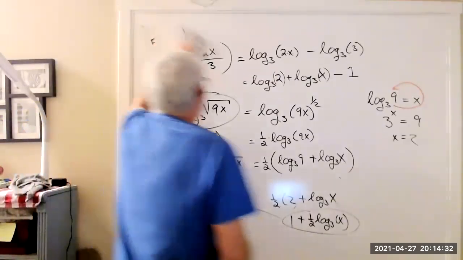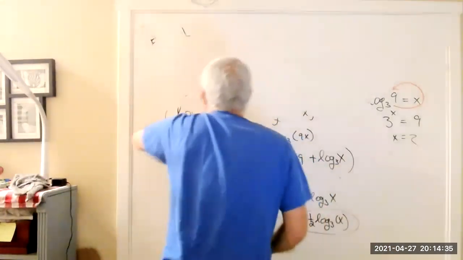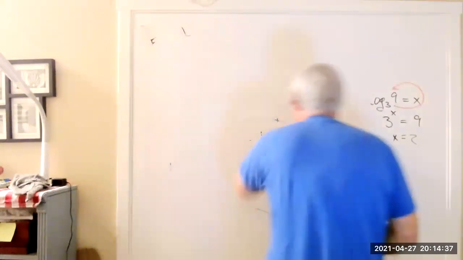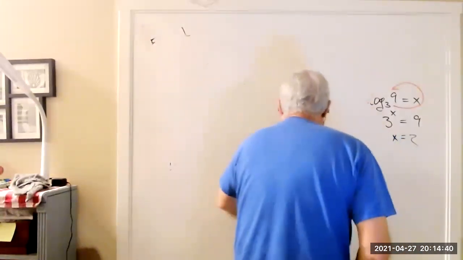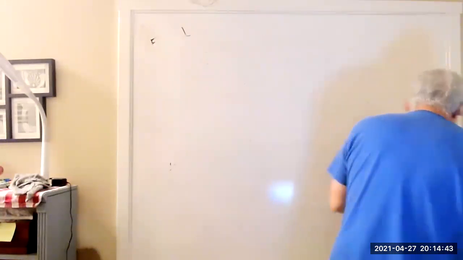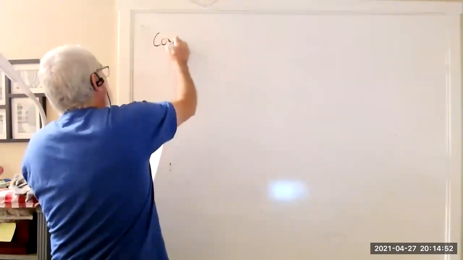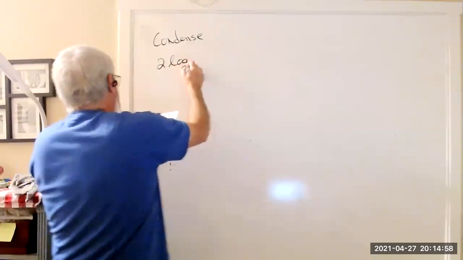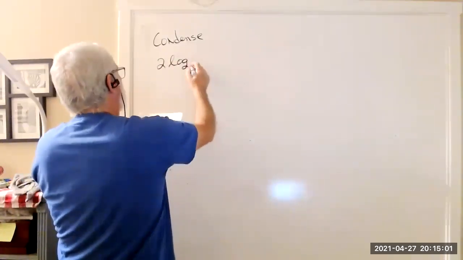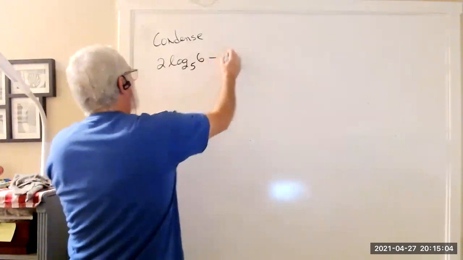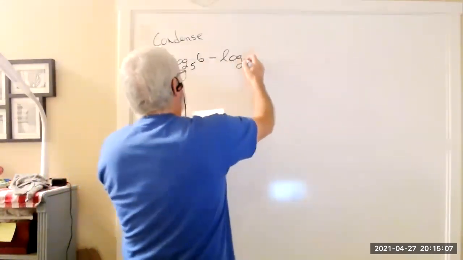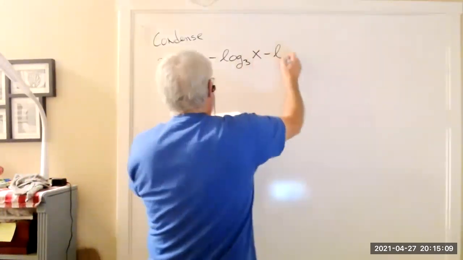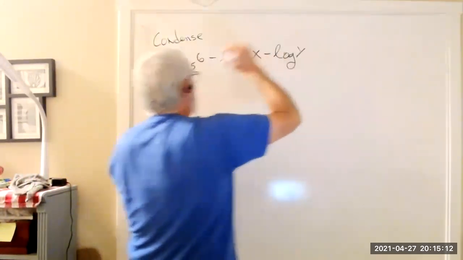Then the opposite of expand is condense. And that's what the instructions are going to say. It'll say condense this. So condense: 2 log base 5 of 6 minus log base 3 of x minus log base 3 of y.